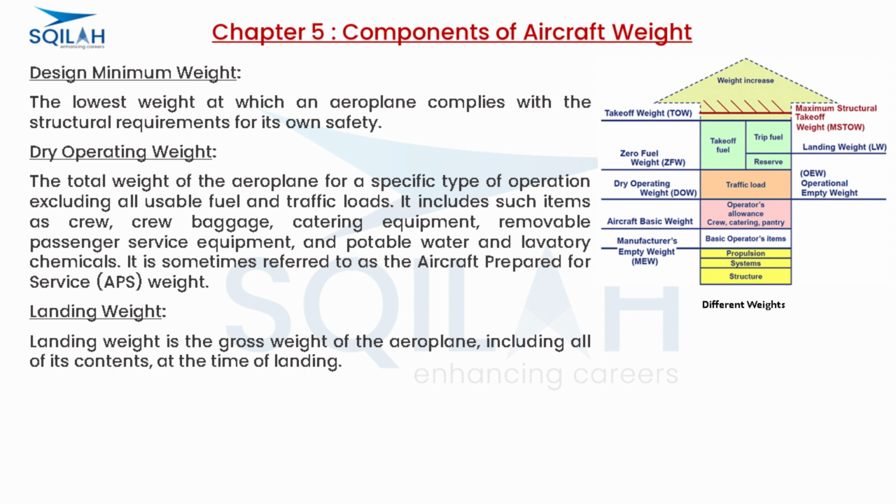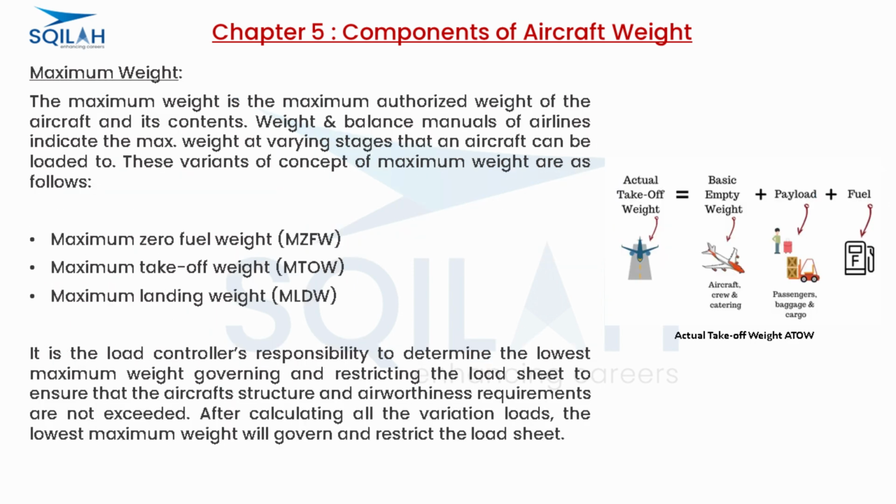Landing weight. Landing weight is the gross weight of the airplane, including all of its contents, at the time of landing. Maximum weight. The maximum weight is the maximum authorized weight of the aircraft and its contents. Weight and balance manuals of airlines indicate the max weight at varying stages that an aircraft can be loaded to. These variants of the concept of maximum weight are as follows.